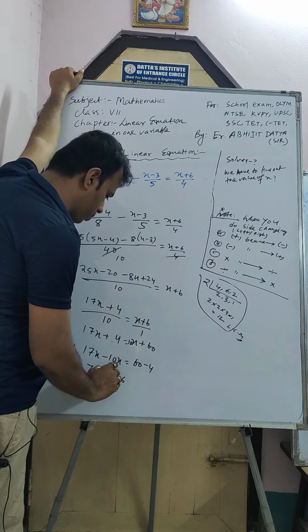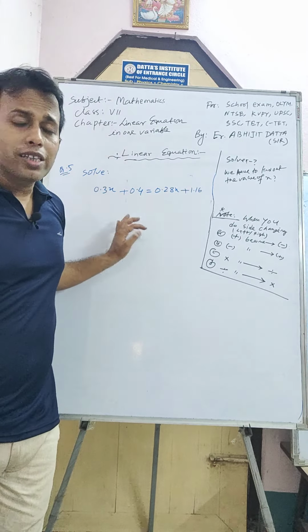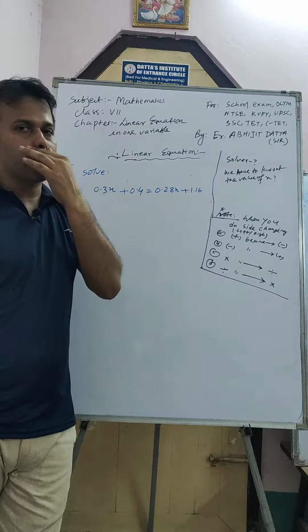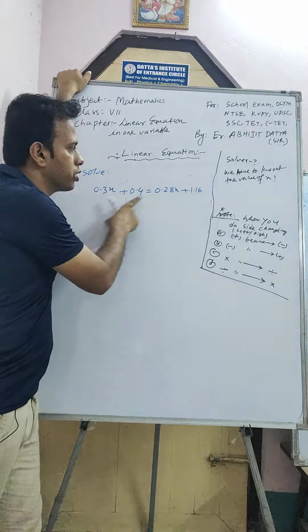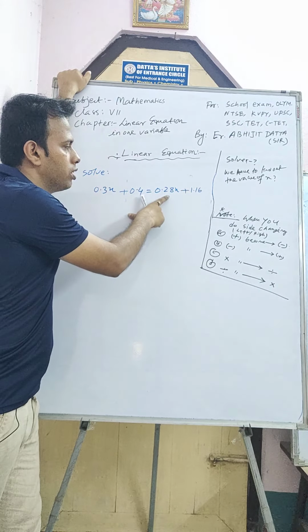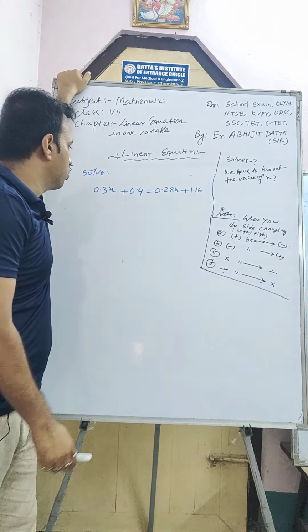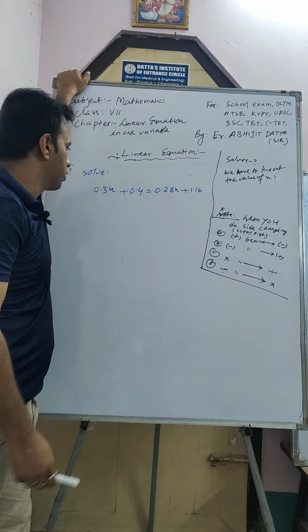So this is the last question of today's class. So let's try to solve it. Solve 0.3x plus 0.4 equal to 0.28x plus 1.16. There are two methods to solve it. Okay, let's try.